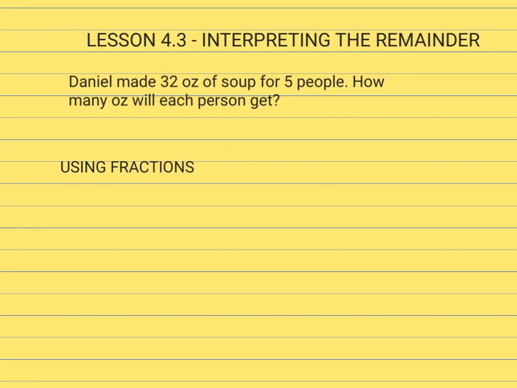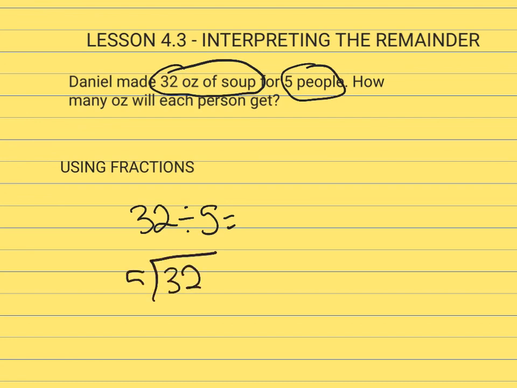Using fractions. Okay, so remember, to start this, we need to figure out what is my divisor and what is my dividend. My dividend, for right now, is usually my bigger number. I have a big number of something. In this case, I have a big number of soup, 32 ounces of soup. And I need to divide it by 5 because of 5 people. So it's going to look like 32 divided by 5. This is my divisor and this is my dividend. Good. But remember, what is my divisor? It's 5. We need to remember that because we're going to use fractions again.